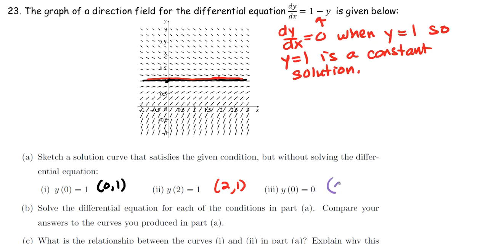Here we want to find the graph through the origin. So let's follow the tangents, and we reach equilibrium here. We level off. This looks like a logarithmic or an exponential function upside down. So notice that the constant solutions aren't the only solutions.